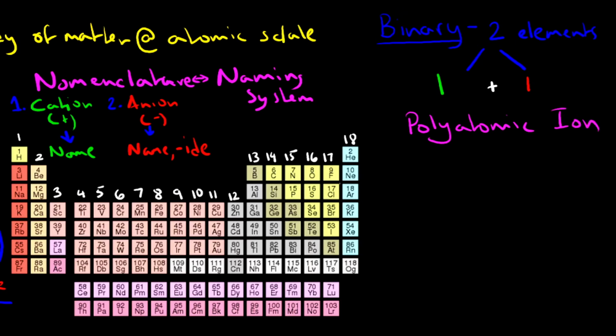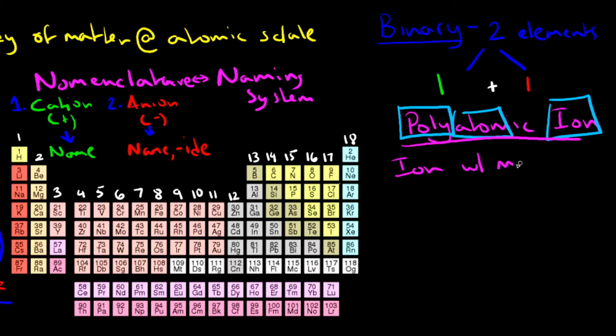We can split up the word polyatomic ion into the parts poly, meaning many, atom, which we know is an atom, and ion. So we can conclude that a polyatomic ion is an ion with many atoms. In this case, atoms means elements. So a polyatomic ion is just an ion that has multiple different elements in it. And it can fill in as a cation or an anion based off of its charge in an ionic bond.